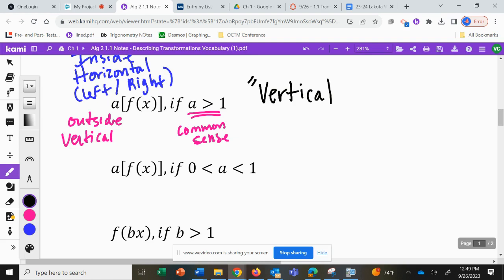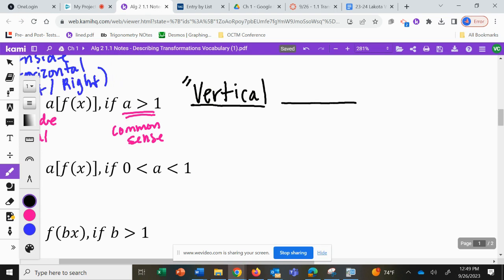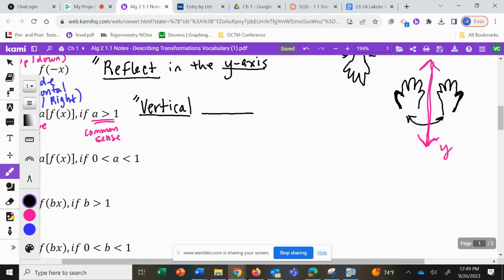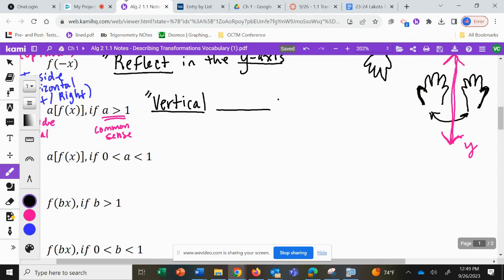Okay, so vertical is the first word. Then we have to decide if it's a stretch or a shrink, which I'll fill in in a second. The next words are "by a factor of," and then we're going to have the number, which at this moment is an A. I don't know what number it's going to be, but "by a factor of" and then some number. So remember, if A is greater than 1, if I multiply a number by a number bigger than 1, what will that do? It will make it stretch. It'll make it bigger. So that's common sense. So we're going to have stretch for this one.